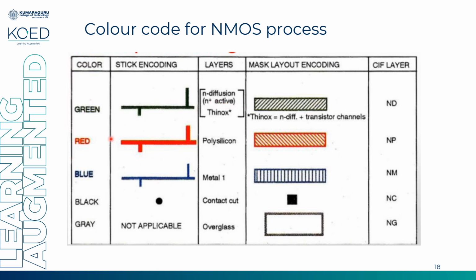Red will represent gate, polysilicon, and metal will be represented by blue stick. Any electrical connection or any node that represents electrical connection will be represented by a black dot. You can see this column which represents the layout. That is what color sticks are used to draw a stick diagram, we have seen. Similarly, how you should represent it in the layout.